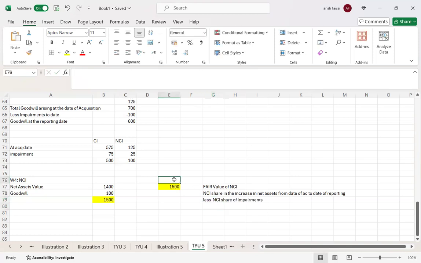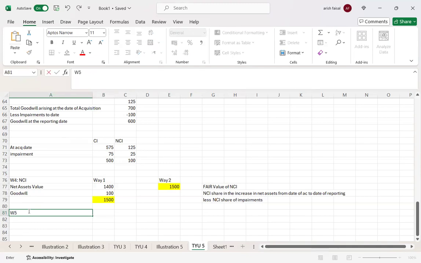So that's way two to find out the NCI. This one, which I normally prefer, that's way one. You need to know both the ways because the first one will be used for section C type of questions, but the second one can be used for MCQ type of questions. Then once you have found the NCI value, it's time to find out the group retained earnings.